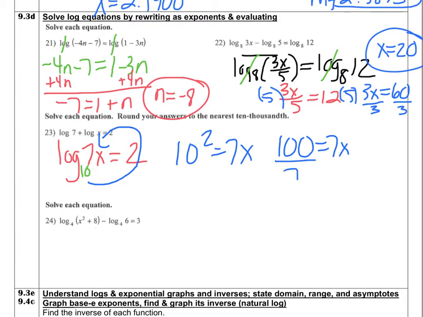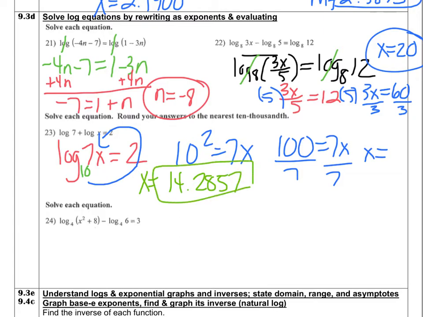To get x by itself, let's divide both sides by 7. And now we're going to get, again rounding to the nearest ten thousandths, so 4 decimal places, I'll write x right here. The answer is going to be 14.2857. And we're done.